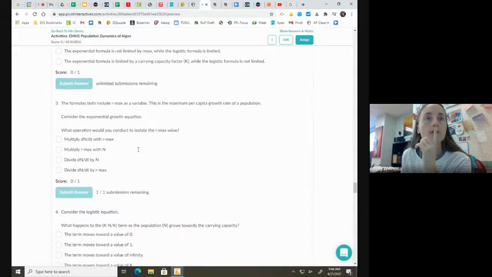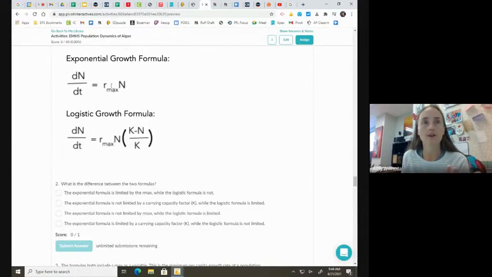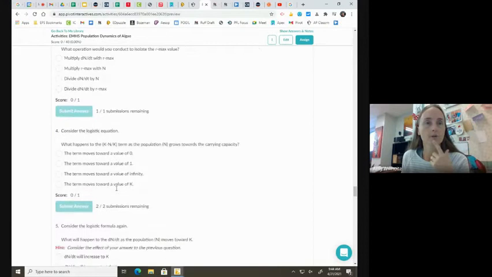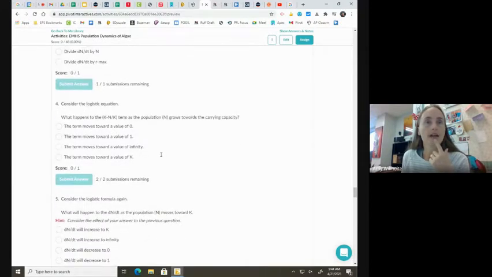Consider the exponential growth equation. And this is just algebra. What do you do to isolate R max? To get R max by itself, you basically divide this thing by R max. Okay, that's just algebra. What happens to the K minus N term as the population N grows towards carrying capacity?